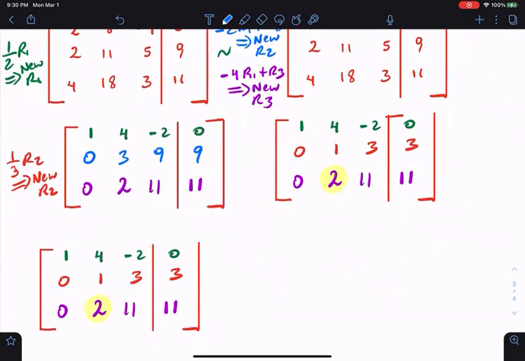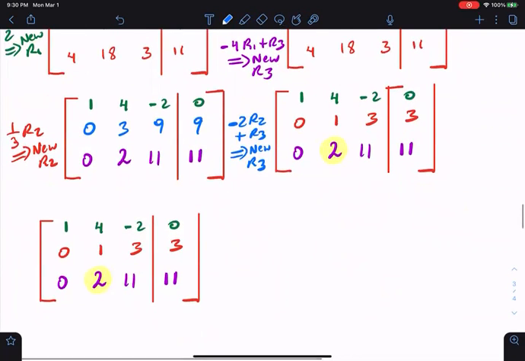Okay, so we need to multiply this by -2, row 2 plus row 3, and this will give me new row 3, right? The only thing that is changing is that position, that row with the 2. So I'm going to erase this because that's changing. So you do the multiplication, right?